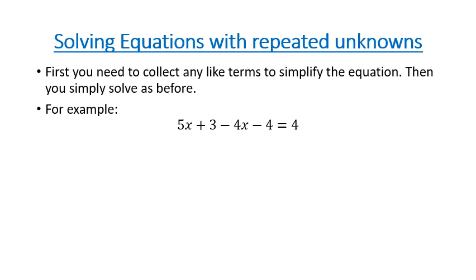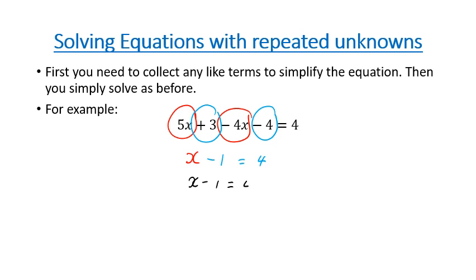So, as an example, here's a 5x minus a 4x. 5x minus 4x is simply 1x, or just x. Plus 3 take 4 is actually minus 1. And we know all of this equals 4. So, if we rewrite this in black, we've got x now minus 1 equals 4.